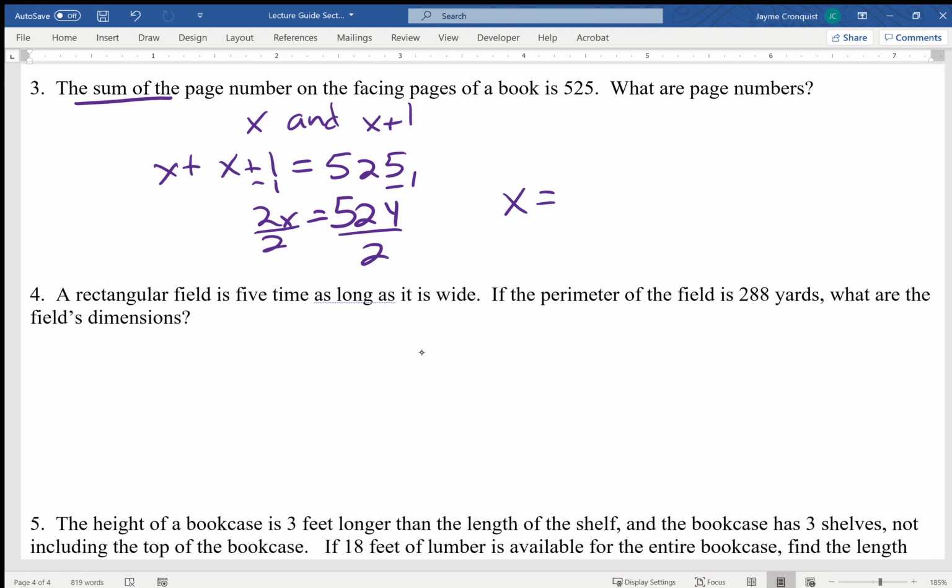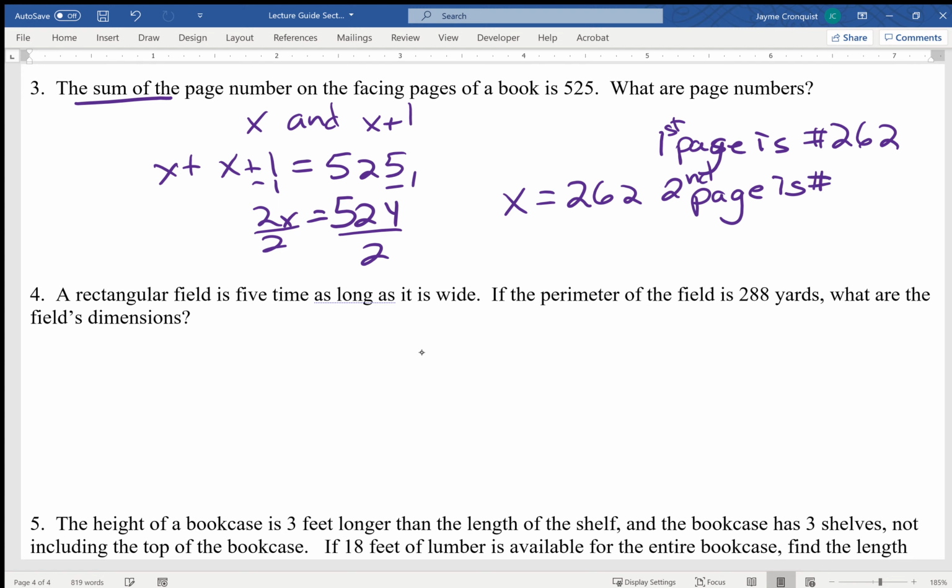Okay, so 525 minus 1 is 524, divided by 2 is 262. So we have the first page is number 262. The second page is number 263. There we go.